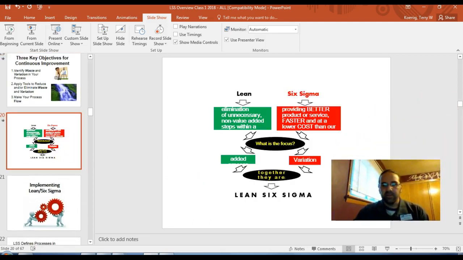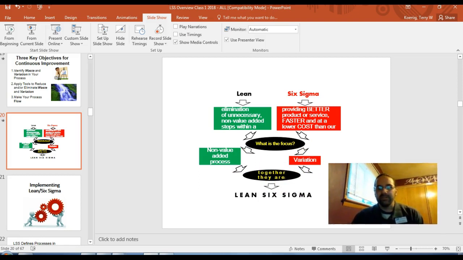All right, here's a little flow chart to help you better understand Lean Six Sigma. Elimination of non-value add. Over here, providing better, faster service, lower cost. What's the focus? Better blow that up. Can't read it at all. Non-value add processes, variation, together they are Voltron, or Lean Six Sigma.